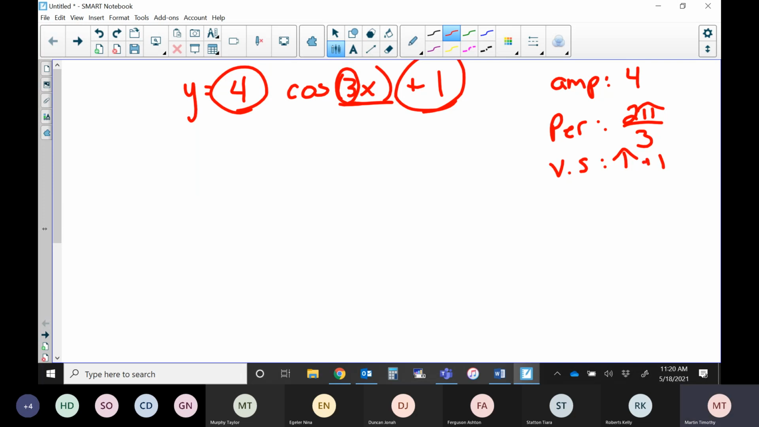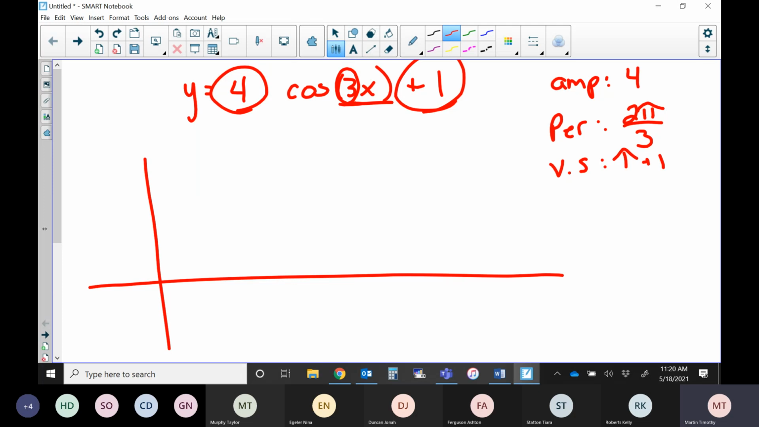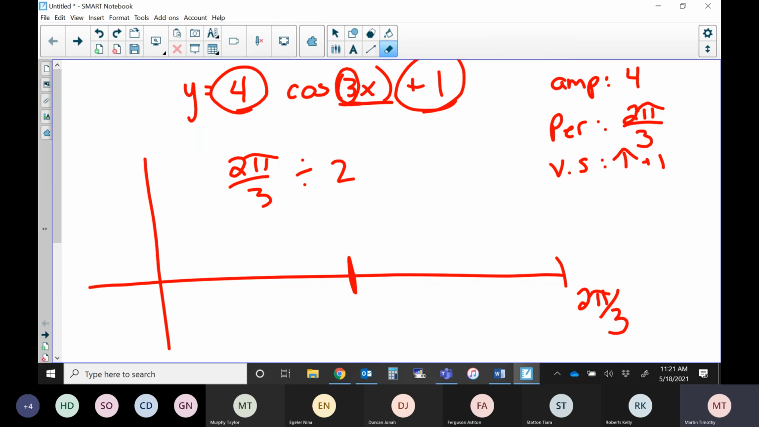So let's deal with the period first. This is going to complete 1 full cycle in 2 pi over 3. Where is the halfway point? Well, if you take 2 pi over 3 and basically divide it by 2, scratch that. I don't like to divide fractions, so I'm not going to divide by 2. Instead, I'm going to multiply by its reciprocal, or 1/2. And when I do that, that gets me to 2 pi over 6.